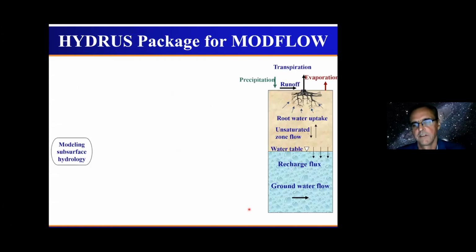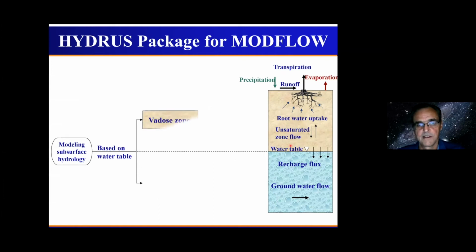So what is the idea here? The idea is that in the subsurface, you can use the water table. That water table divides the system into two parts. Below that we have groundwater flow, which is mostly horizontal. And above that, we have the unsaturated zone where flow is mostly vertical. And the processes in the vadose zone, which MODFLOW ignores, we can describe using the HYDRUS model. And HYDRUS can consider all these processes, which it typically does.